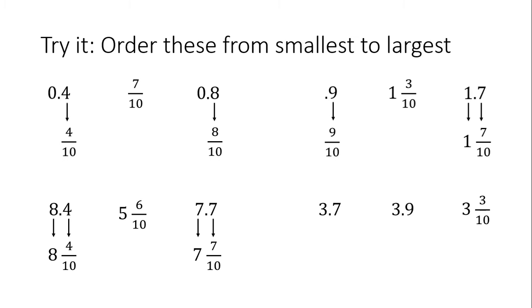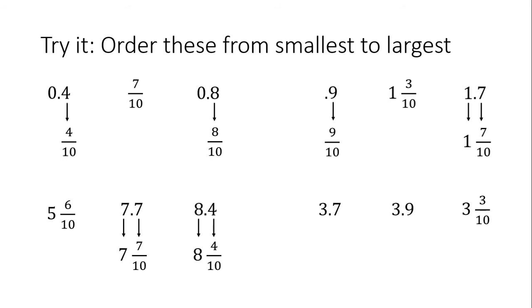Well, 8 and 4 tenths is the largest, and 5 and 6 tenths is the smallest, and then 7 and 7 tenths goes in the middle. So, whoop, there we go, switcheroo.